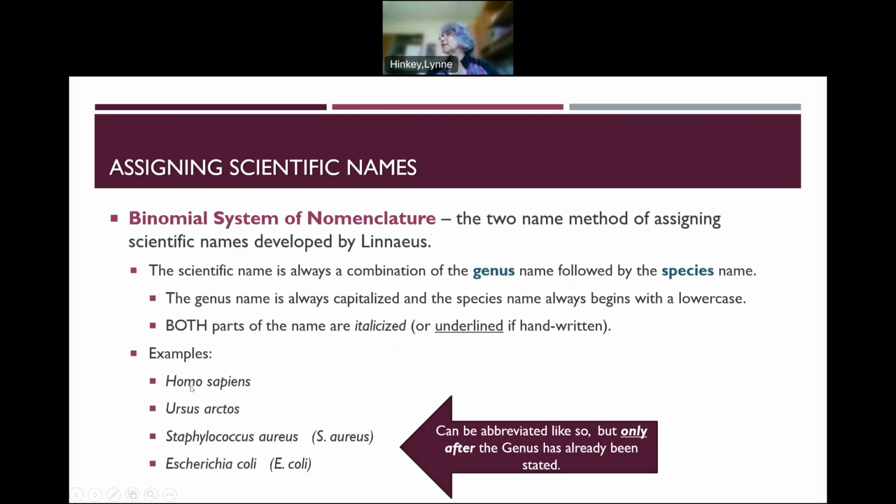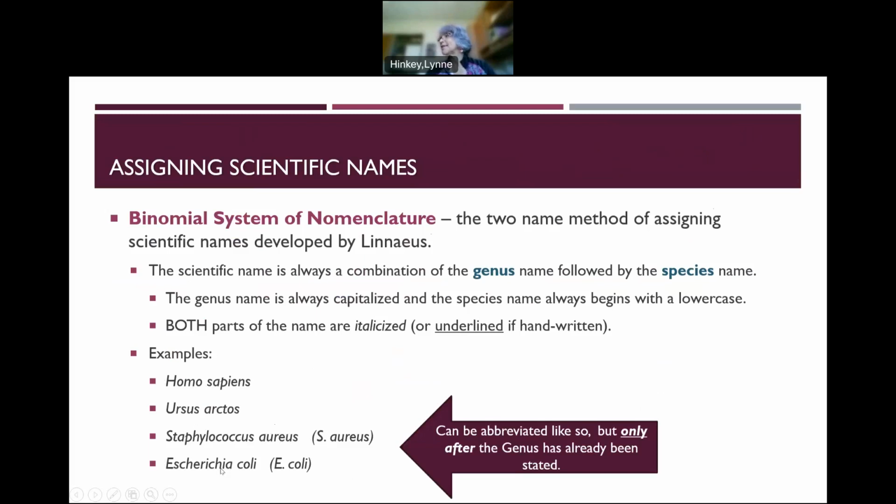Our genus and species, Homo sapiens. Homo, the genus, capitalized. Sapiens begins with a lowercase, all spelled out. Ursus arctos. We'll look at Staphylococcus aureus, bacteria in the genus Staphylococcus. I mentioned aureus means yellow. See that it can produce a yellow pigment, so it looks yellow when we grow it in the lab.